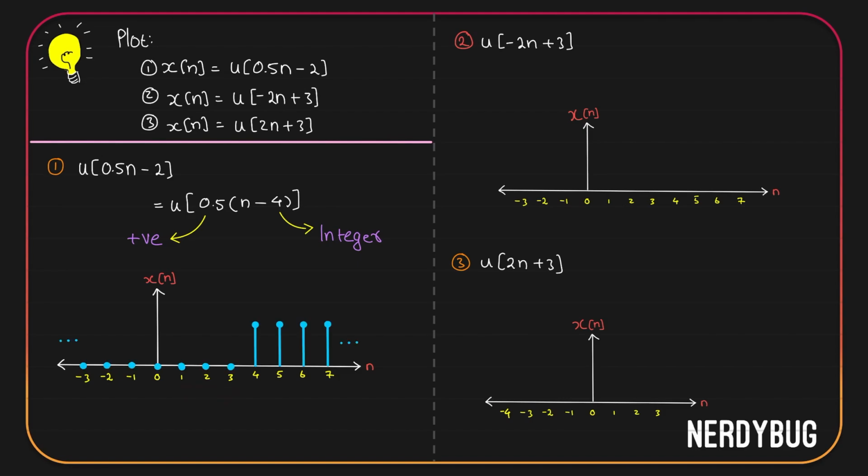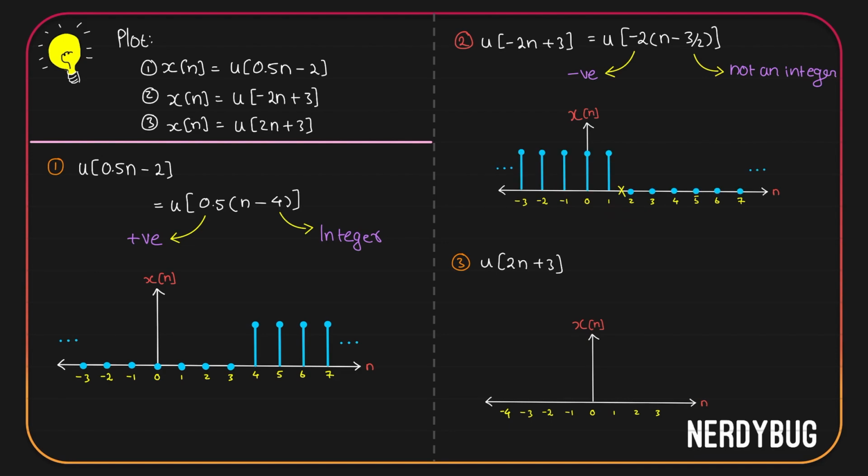The next question is to plot x of n, which is u of minus 2n plus 3. Again, let's write it in standard form. U of, take minus 2 out, n minus 3 by 2. Here the scaling factor is minus 2, it is negative. And time shifting is given by minus 3 by 2, which is not an integer. Since this is negative, we should have a left-sided signal. And since here we have 3 by 2, which is 1.5, it should start from the integer that is next to 1.5. 1.5 will be around here, and since we're taking a left-sided signal, we'll have to start from 1. Our graph is going to look like this.